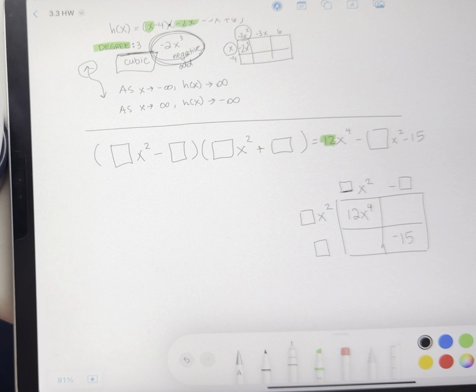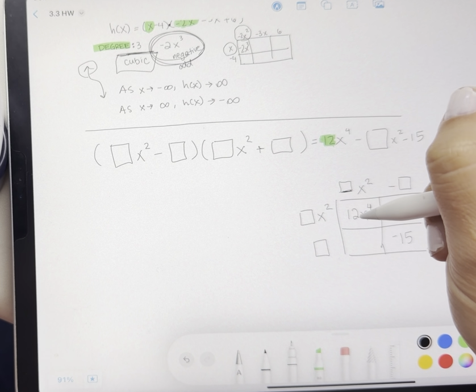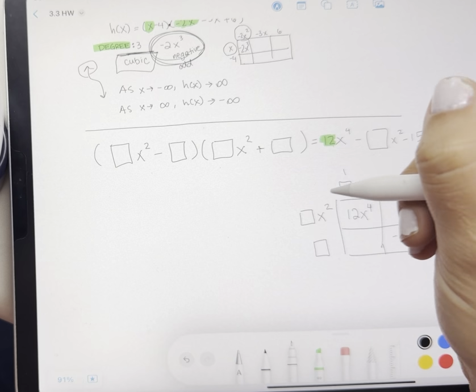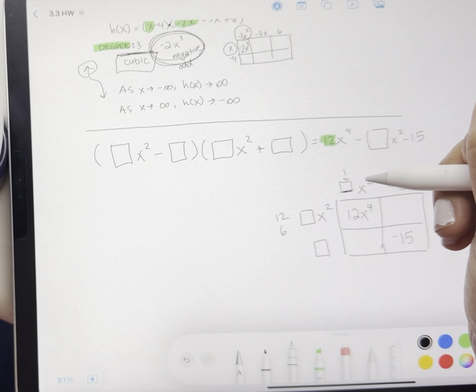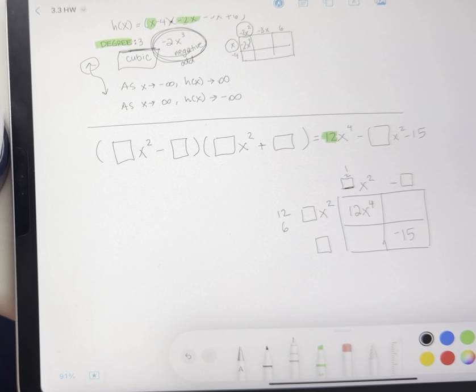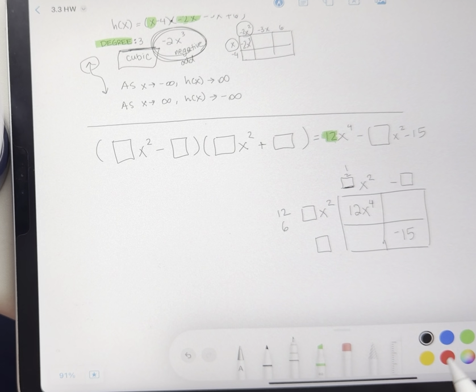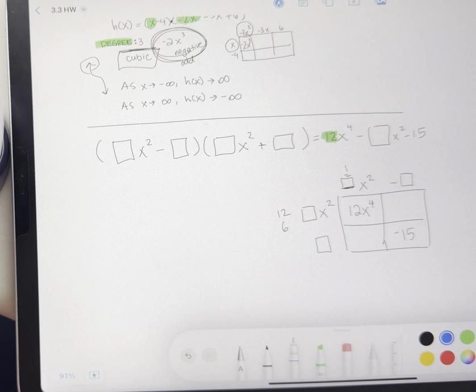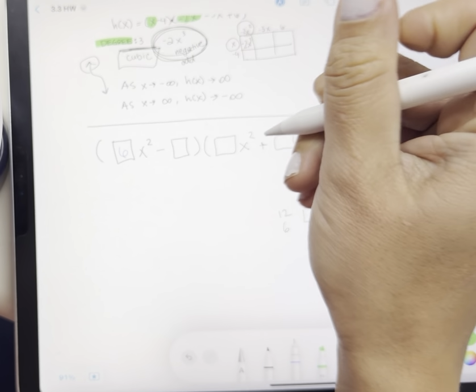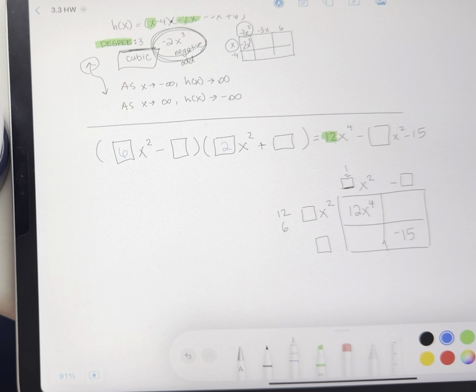So knowing that, I know the only way I'm getting a 12 is if this is like a 1 and a 12, or a 2 and a 6, or a 4 and a 3. Basically, I'm just going to pick two numbers that multiply to make 12. Now, it might end up biting me in the butt later, but I'm never going to be able to figure all of this out in my head at one time. So you start somewhere. You want to do 6 and 2? Good. Okay, let's put 6 there and let's put 2 there.